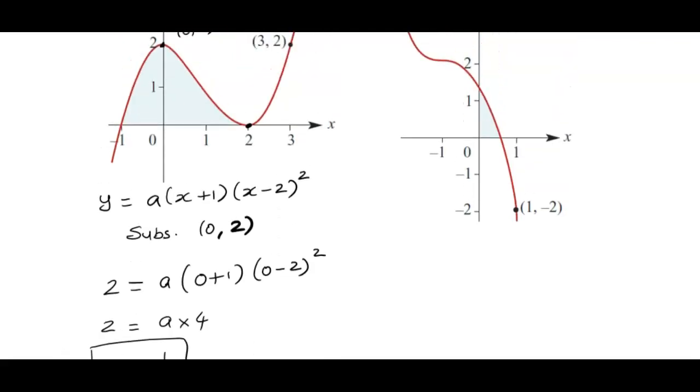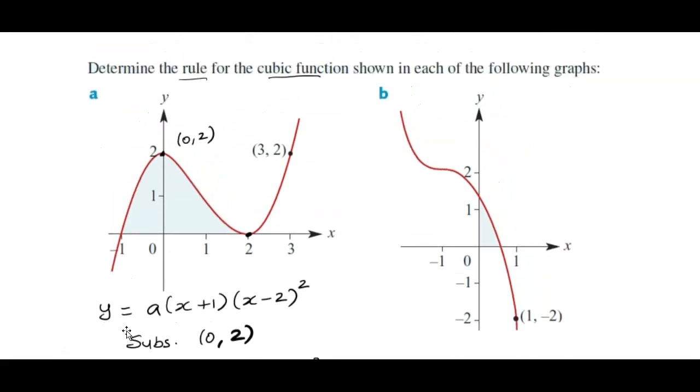Now let's have a look at the second graph. The second graph I can see is a negative cubic function, starting to go down first from left to right. And I also notice this equation actually has a point of inflection at minus 1, 2.